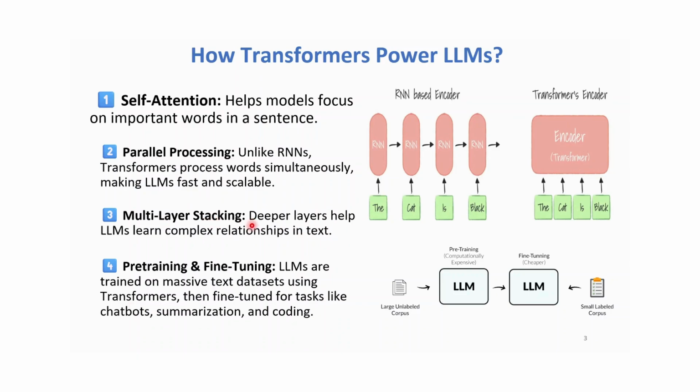And then multi-layer stacking. These deep neural networks try to understand the relationship between the text multiple times, through multiple layers of the network architecture. That's how they can understand the meaning of the text.